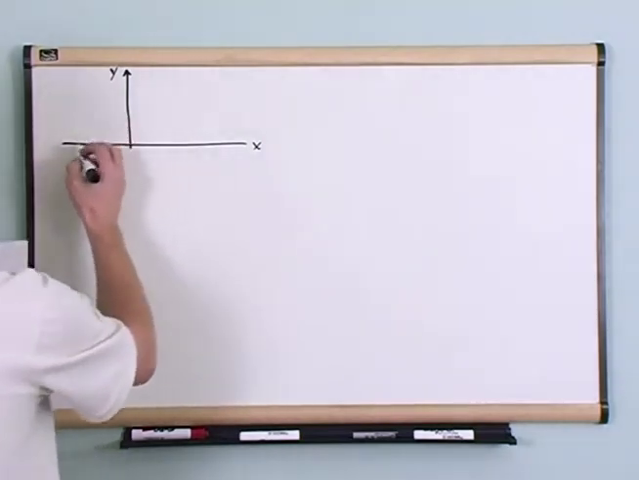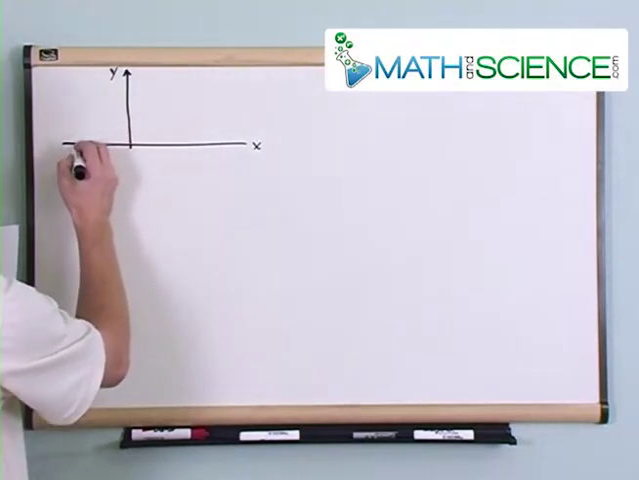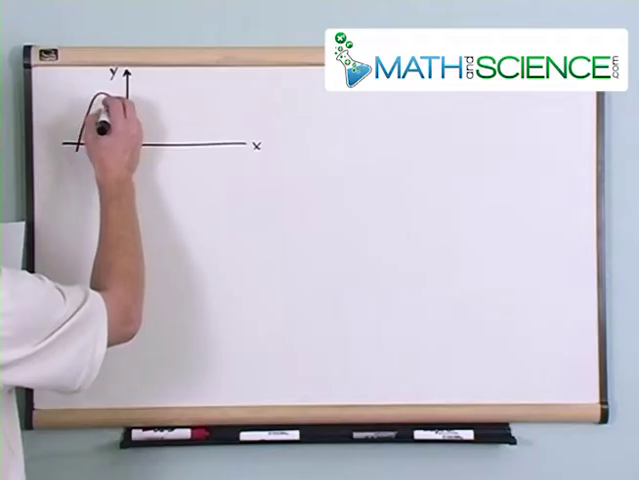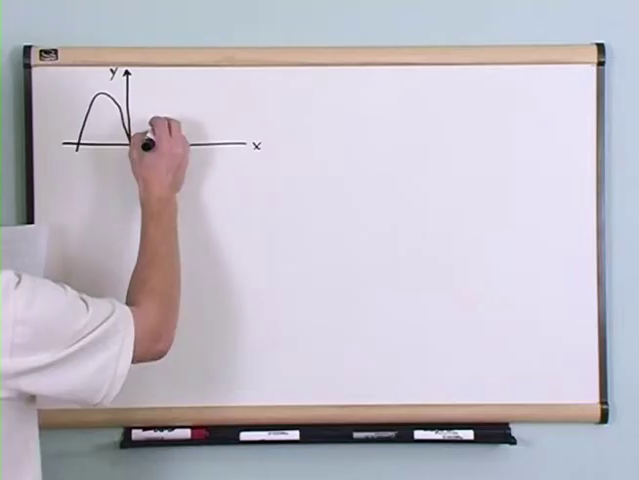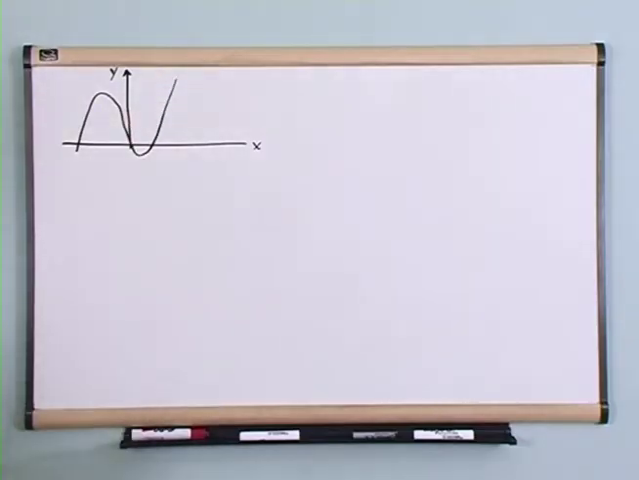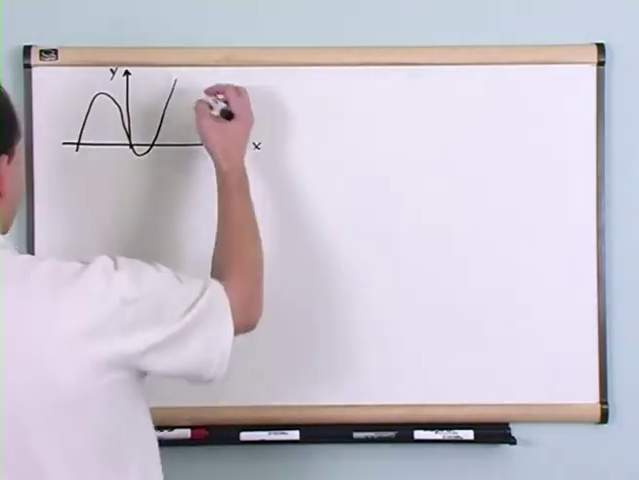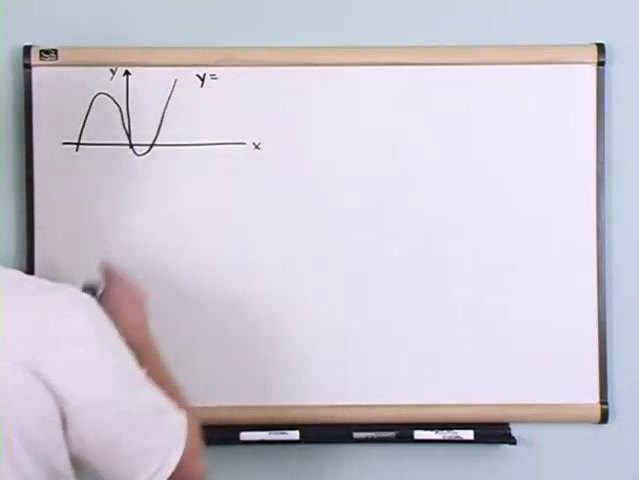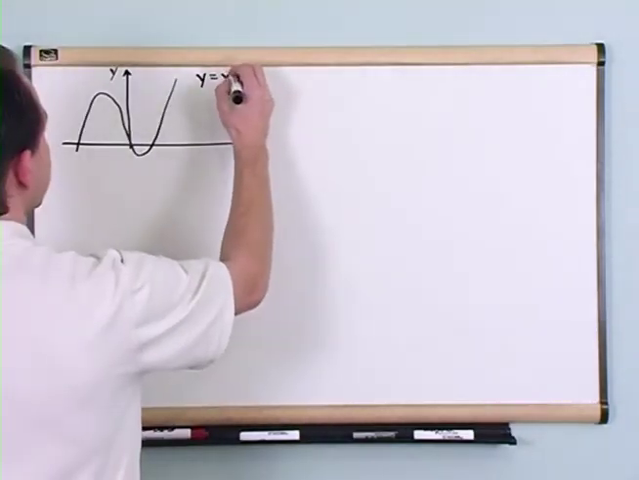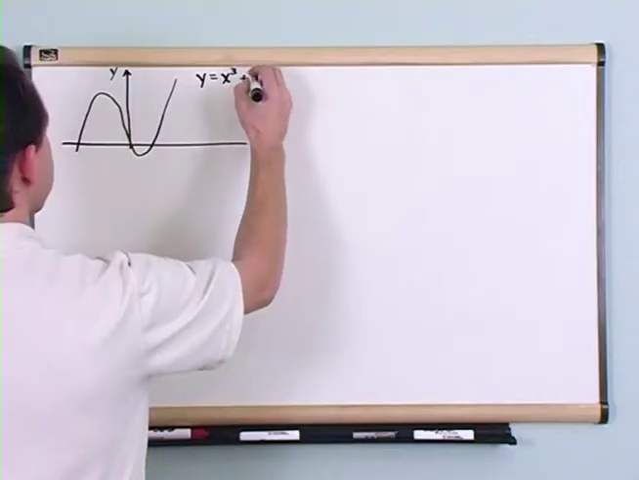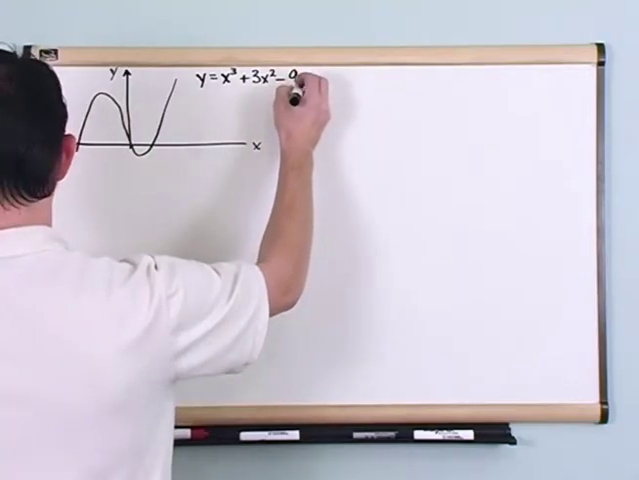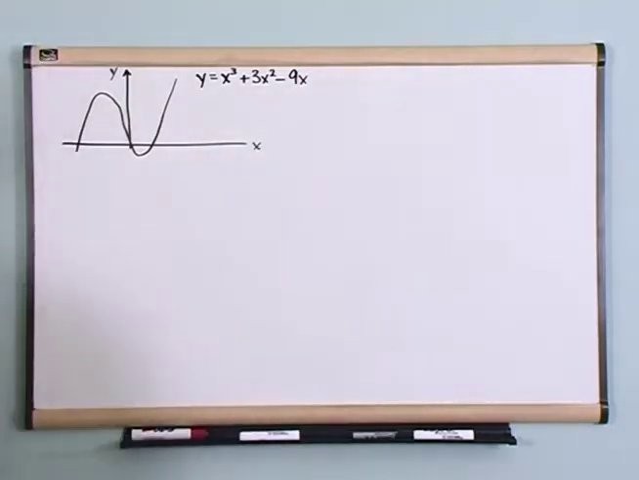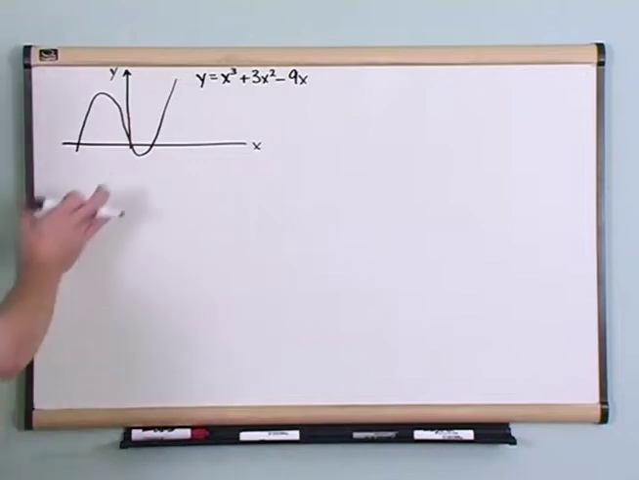And here I have a graph that starts out underneath like this, humps, has a maximum there, goes through here, a minimum, and then goes up like this. Now the equation of this graph is y equals x cubed plus 3x squared minus 9x. Okay, if you were to put that in your calculator, this is what it would show you.